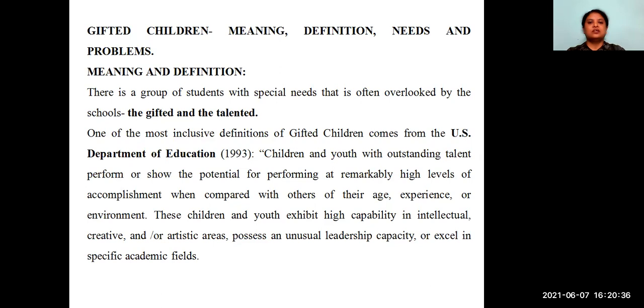Gifted children. There is a group of students with special needs that is often overlooked by the schools, that is the gifted or talented children. So ಇವರನ್ನ ನಾವು ಪ್ರತಿಭಾನ್ವಿತ ಮಕ್ಕಳು ಅಂತ ಕರಿತೀವಿ.